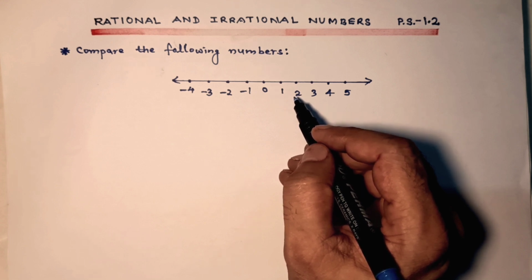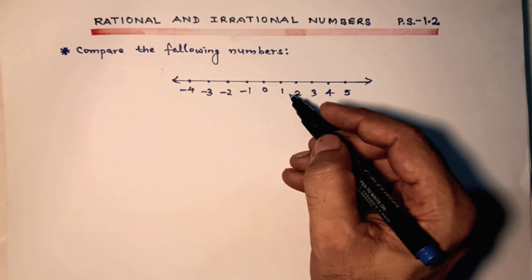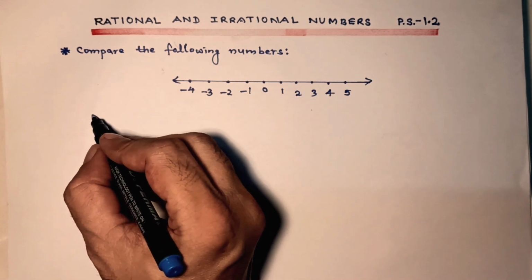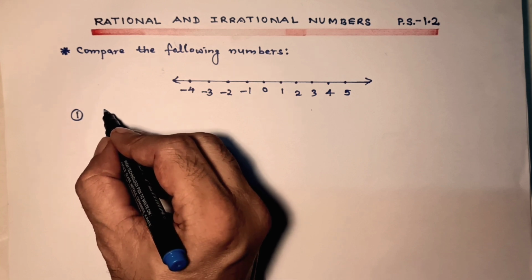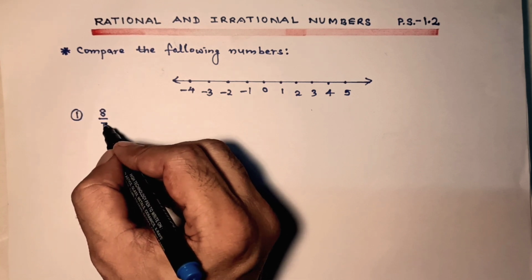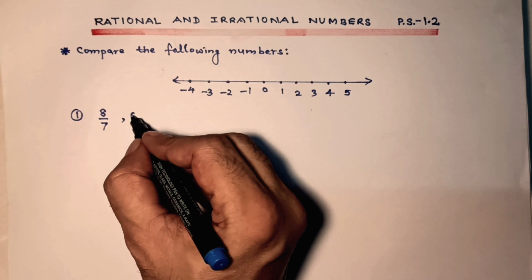I am doing all the problems case wise, that is type wise. So my first type is number 0 and positive number. Now let's take one example. 8/7 and 0.